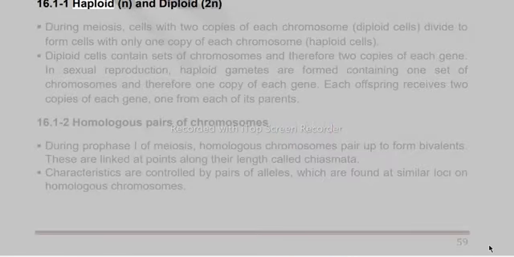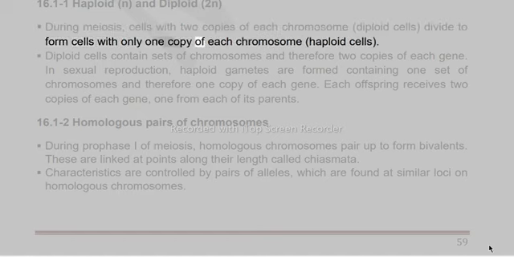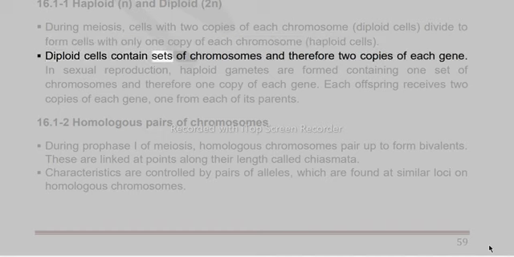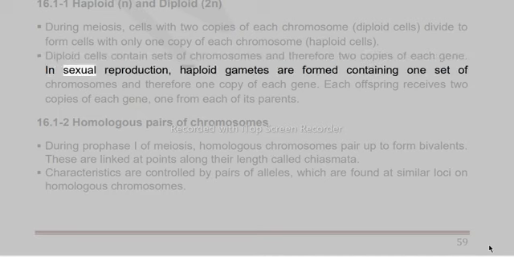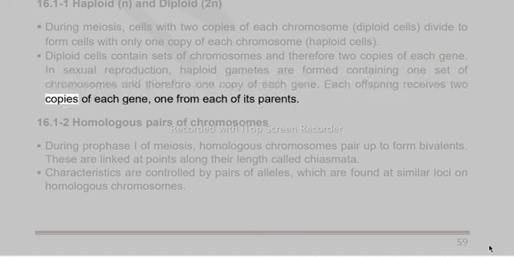16.1.1 Haploid, N, and diploid, 2N. During meiosis, cells with 2 copies of each chromosome, diploid cells, divide to form cells with only 1 copy of each chromosome, haploid cells. Diploid cells contain 2 sets of chromosomes and therefore 2 copies of each gene. In sexual reproduction, haploid gametes are formed containing 1 set of chromosomes and therefore 1 copy of each gene. Each offspring receives 2 copies of each gene, 1 from each of its parents.